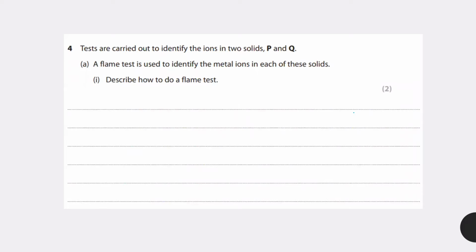So you've got a different question now. Tests are carried out to identify the ions in two solids, P and Q. They're not the names of the substances, they're just like saying X and Y, so unknowns. A flame test is used to identify the metal ions in each of these solids. Describe how to do a flame test. You have probably done this in class.